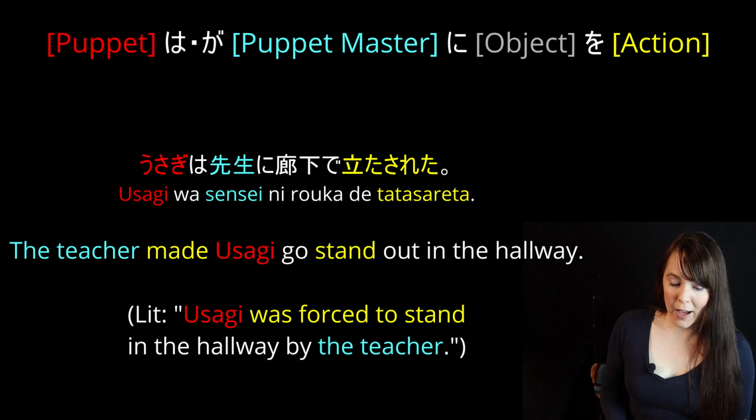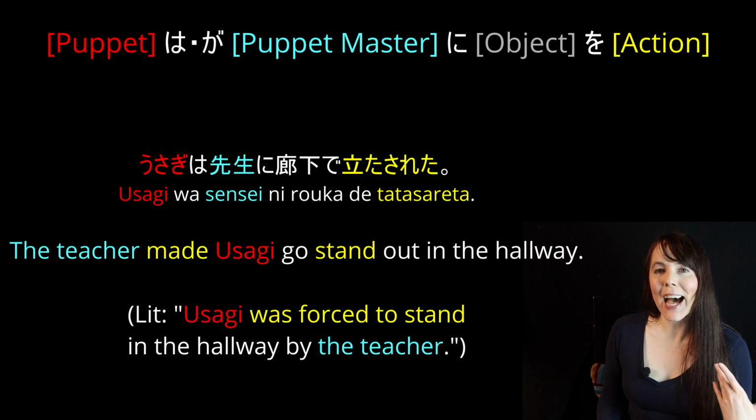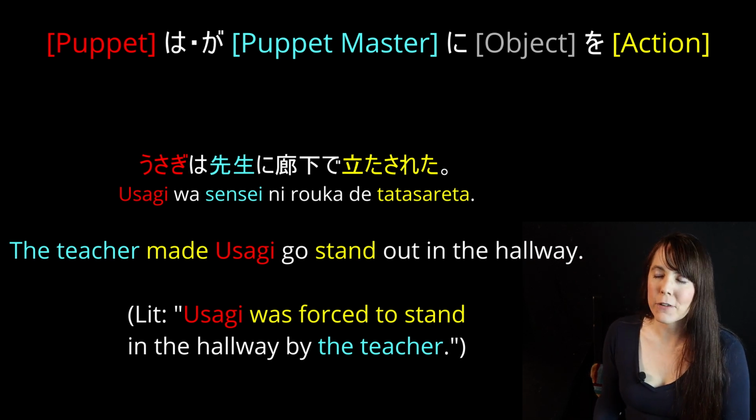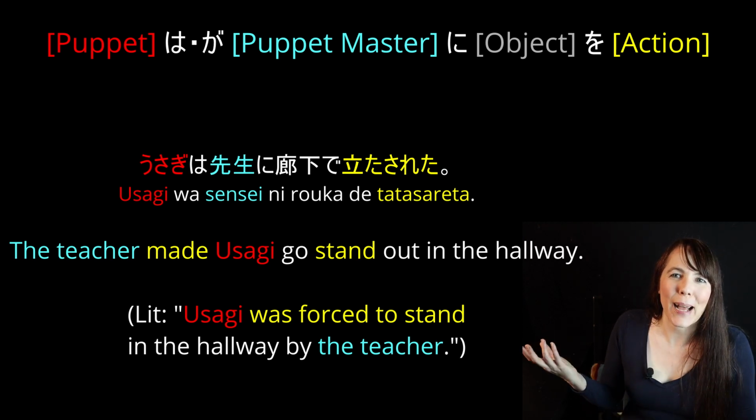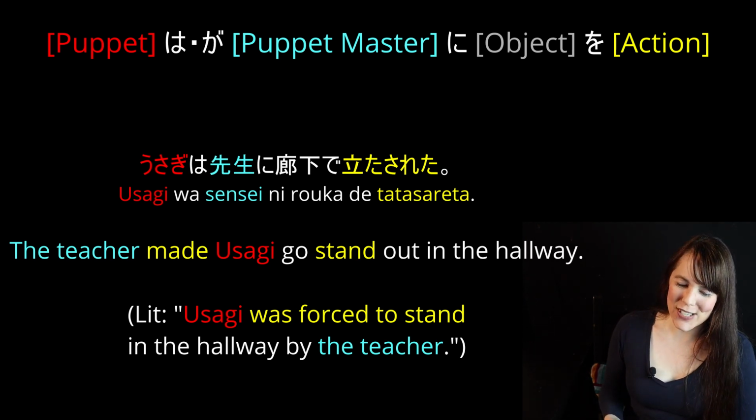Here's another one. Usagi wa sensei ni rouka de tatasareta. So this one doesn't have an object, but it does have a location. Rouka, the hallway. Rouka de. So Usagi wa, our puppet, sensei is our puppet master, so Usagi wa sensei ni rouka de, in the hallway, tatasareta. So tatsu is to stand, tatasareru is to be forced to stand by somebody else, and there's a ta at the end. All these are past tense. So she was forced to stand in the hallway, rouka de, by her teacher, sensei ni. So literal Japanese, Usagi was forced to stand in the hallway by the teacher. But in better English, the teacher made Usagi go stand out in the hallway.